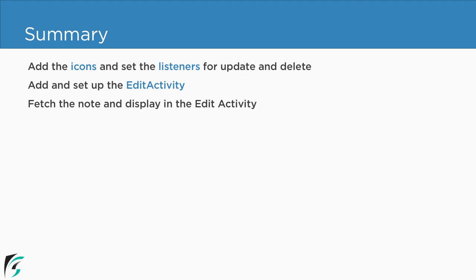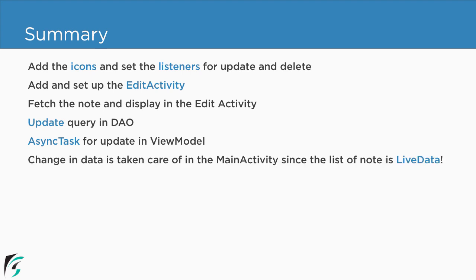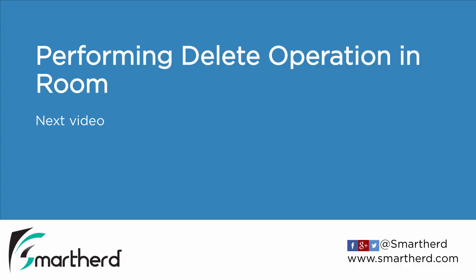Now, for the update operation, we first wrote the update query in DAO and then we added the wrapper function in our view model, for which we used the async task, and that was all. The updates that we made were reflected in the main activity because the list of notes that we were fetching from the room DB was observed. That was all for this video. In the next video, we will perform the delete operation for our room.